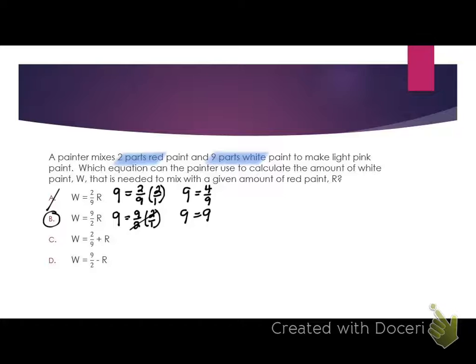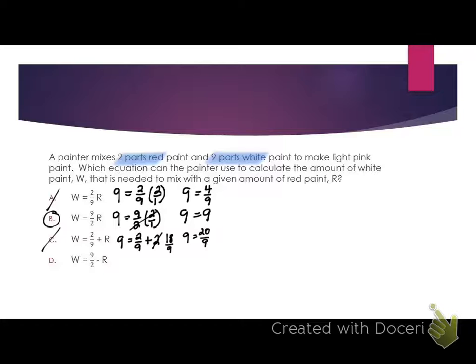If you wanted to look at C, then we would have 9 parts white is equal to 2/9 plus 2 parts red. In order to add those, we would have to have a common denominator of 9. So we would multiply the numerator and the denominator by 9, giving us 18/9 instead of 2. And that would give us 9 is equal to 20/9, and that's not correct as well. So this is how you could go about continuing to verify that A, C, and D are incorrect.